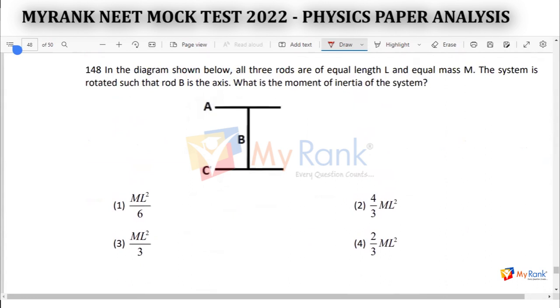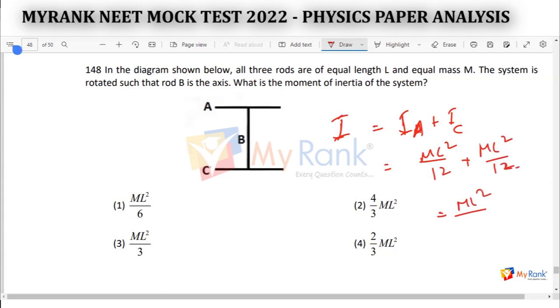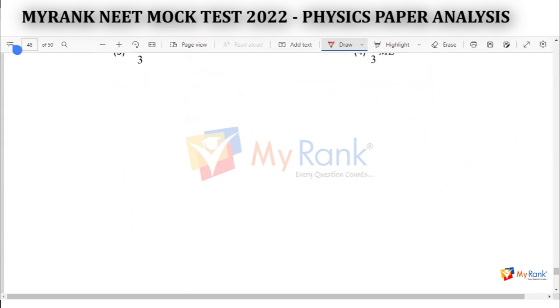Next. You see in the diagram, all three rods of equal length L and equal mass, and the system is rotated such that rod B is the axis. What is the moment of inertia of the system? Along this axis B, we get moment of inertia due to the remaining two only. Therefore, students, IA plus IC produce the total moment of inertia. So ml square by 12 plus ml square by 12, natural axis, students. So this becomes ml square by 6, which is the right answer. First is the right answer.